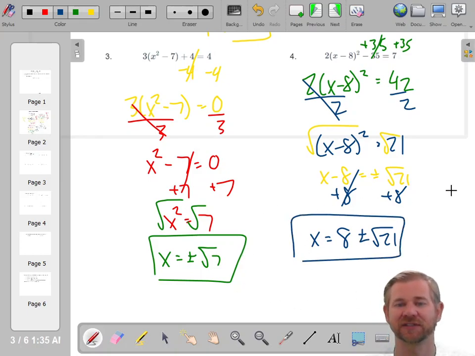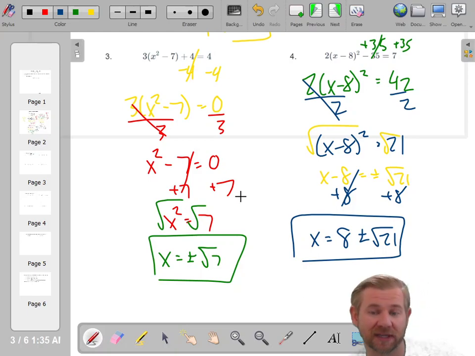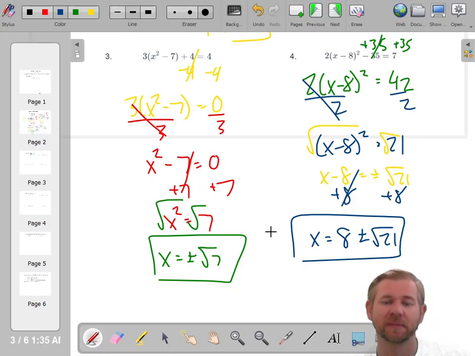That is the best answer you can give me. Okay, that is exact. And radical 21 doesn't simplify, so there's nothing we can do to make that better. 8 plus or minus radical 21. You could get the decimals if you did 8 plus radical 21 and 8 minus radical 21, but I don't care about the decimals. I'm good.